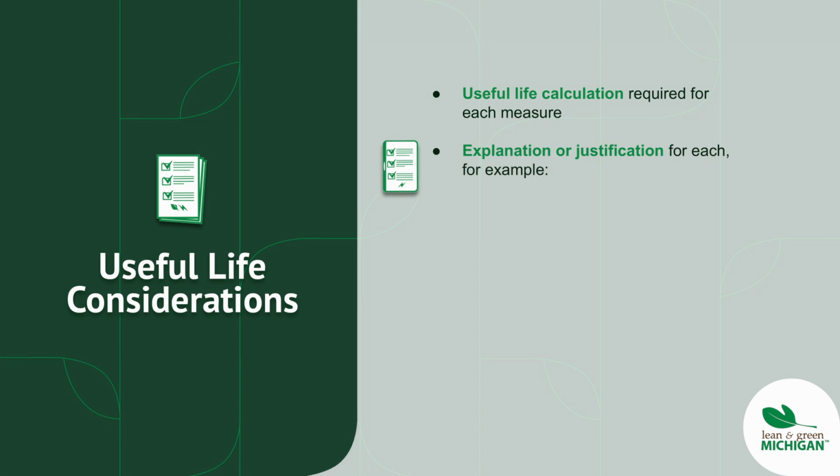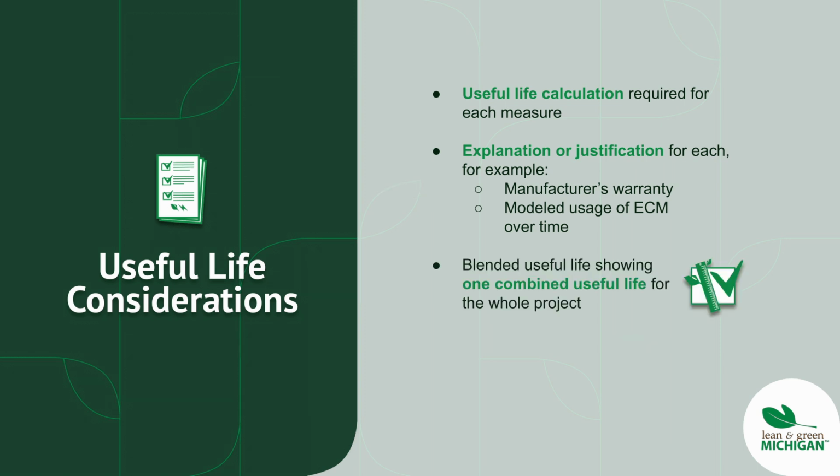If there is a significant deviation from industry or DOE standards for the useful life of a measure, we will be happy to review particular justifications. For example, a manufacturer's warranty or the modeled usage of energy conservation measures, or ECMs, over time. We also expect the completed audit or model will show a blended useful life, showing one combined useful life for the whole project.